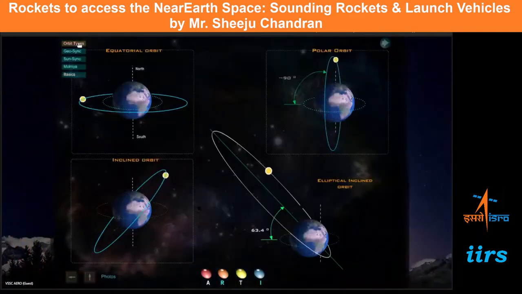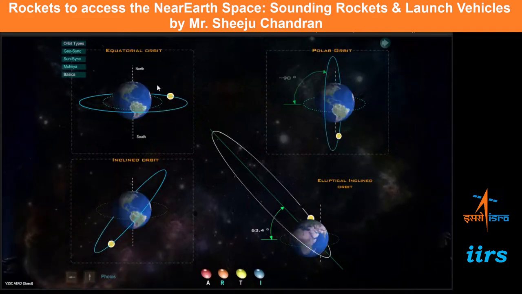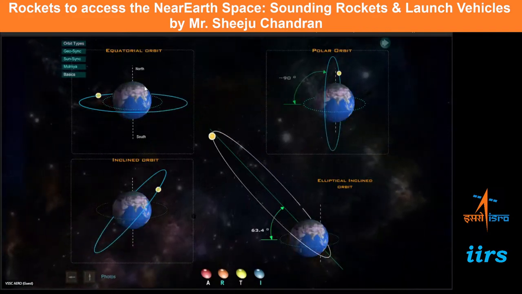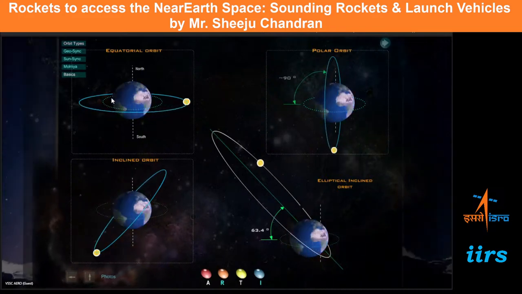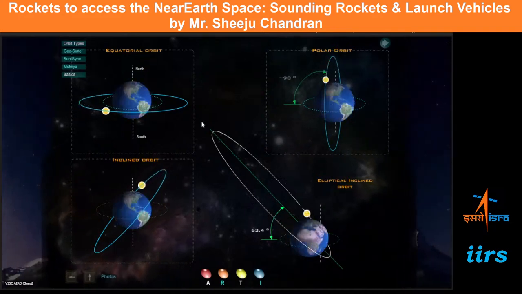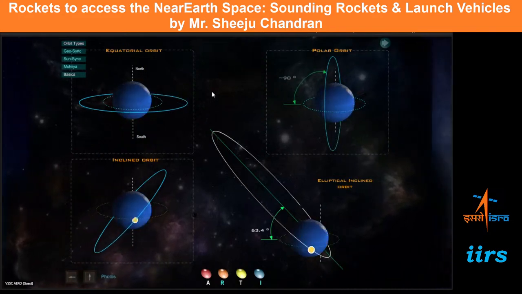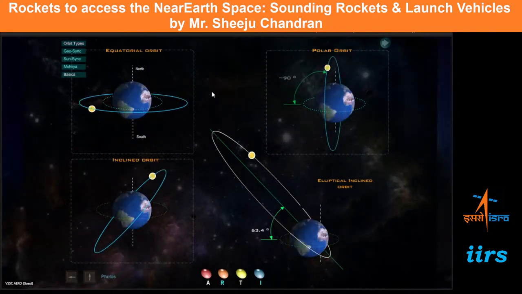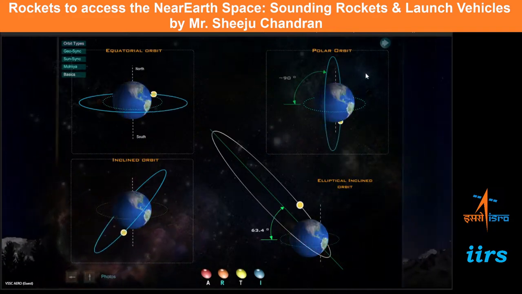So there are different types of orbit. Just for the sake of completeness, in the first picture on the top left, you can see the Earth is rotating from west to east, and the satellite can also revolve in the same direction. This is what we call an equatorial orbit, because the satellite is revolving around the Earth along the equator, right? And there is another orbit, what you see on the right, which is what you call the polar orbit.